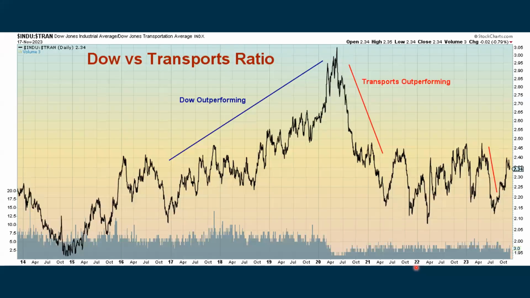And then we take another ratio between the Dow and the transports. When this ratio is going up, the Dow is outperforming. When this is going down, the transports are outperforming. And right now, they continue to underperform.